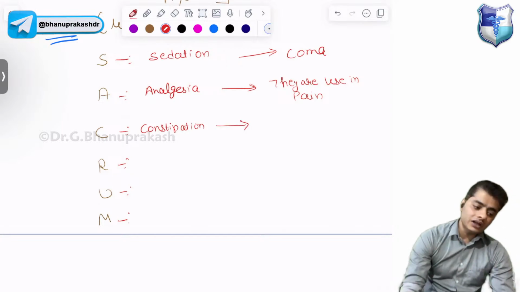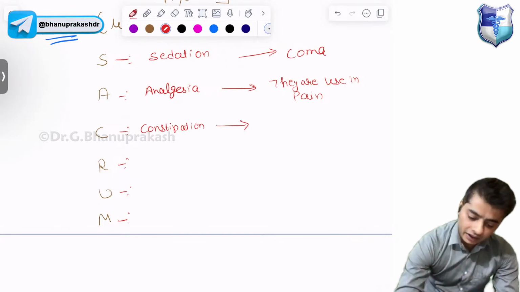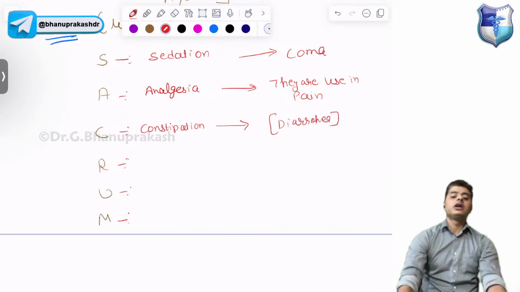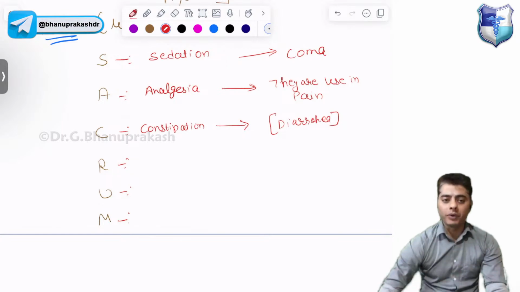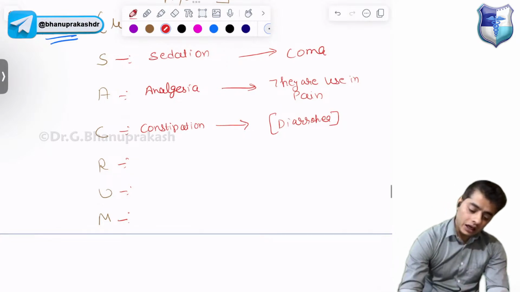So how can we use that? Any patient who is having diarrhea, we can prescribe opioids. You all know a common opioid which we usually prescribe to any patient having diarrhea, that is loperamide. This is an opioid. R stands for respiratory depression.